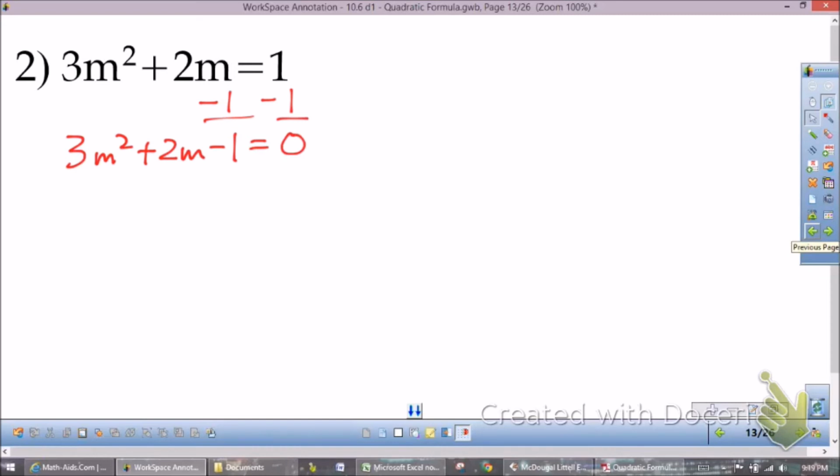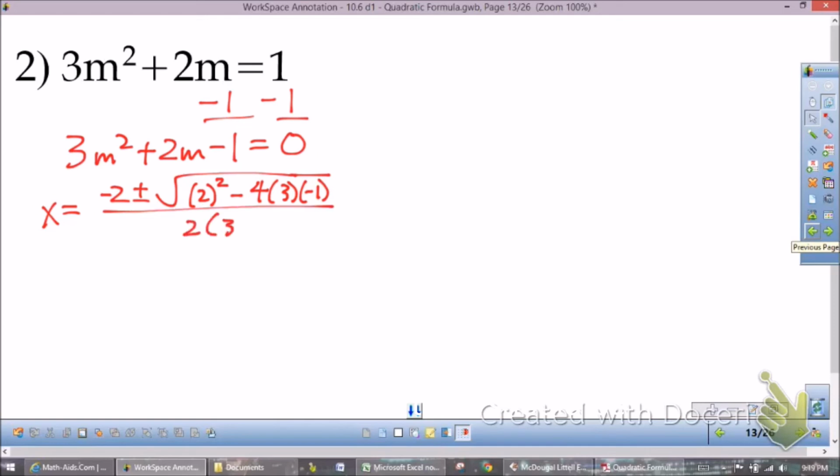Alright, let's just jump right in. Our a, our b, and our c. So x equals opposite b, in this case, is negative 2, plus or minus the square root. Now the square root of b squared, so that's 2 squared, minus 4ac, so that's minus 4. A is 3, and c is negative 1. All over 2a, and a, of course, is 3.